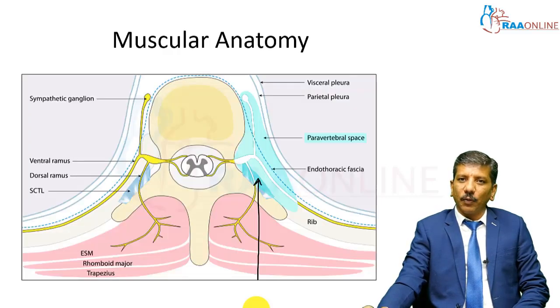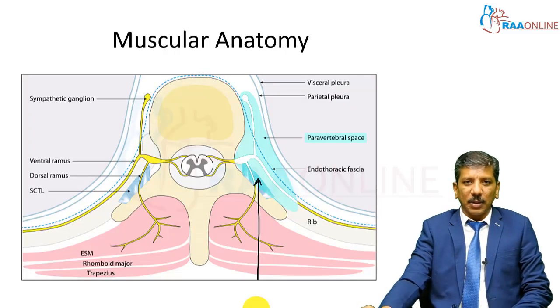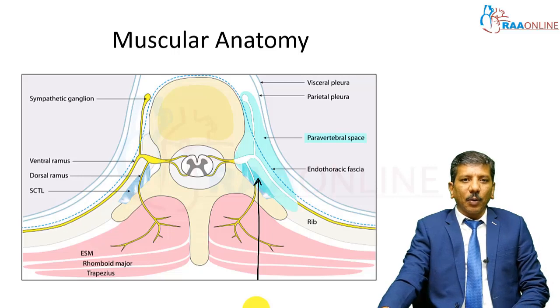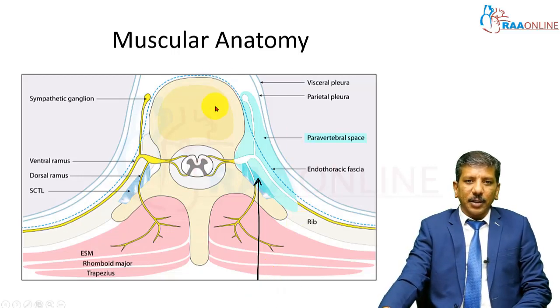I will first go with the anatomy. The first one is the muscular anatomy. If you notice in this picture, this is anterior and this is posterior, and the muscles are trapezius, rhomboids and erector spinae. You see the spinous process of the vertebra and also the transverse process of the vertebra. Our area of interest is the paravertebral space where we need to deposit our drug. The arrow marks the paravertebral space.